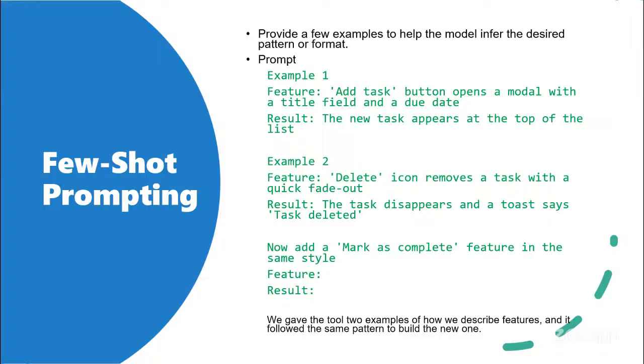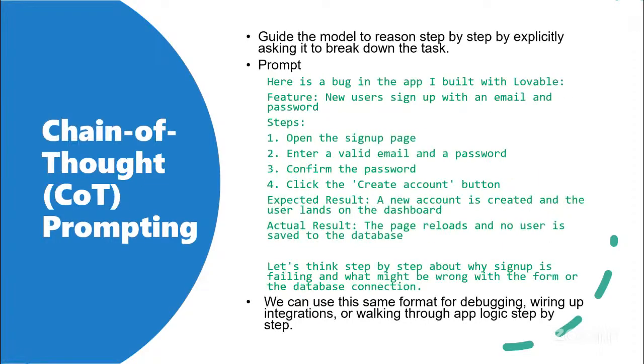And then now add a mark complete feature in the same style, and it will actually give us the same thing. So we can give some behavior, and then we can say, well, now mimic this behavior. So that is called few-shot prompt, because we are giving it 1, 2 prompt shots before we are asking our prompt. We gave 2 examples.